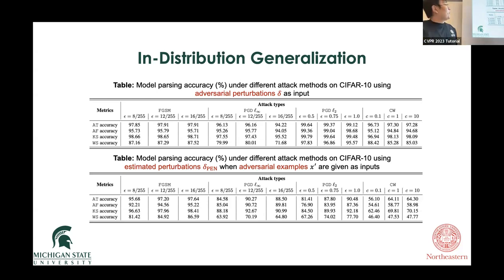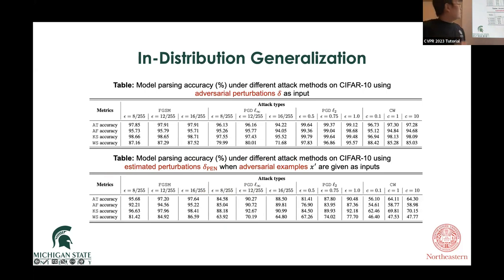Here, as we introduced earlier, we use the perturbation estimation network to estimate these adversarial perturbations. If you make a very detailed comparison, you will see that the performance in the second table is lower than in the first table, but the model parsing accuracy still maintains a very high accuracy regime. In the architecture type accuracy, you can see that it's still over 90%, and so on.